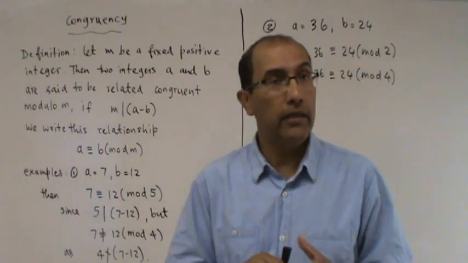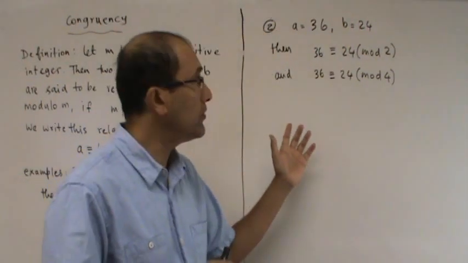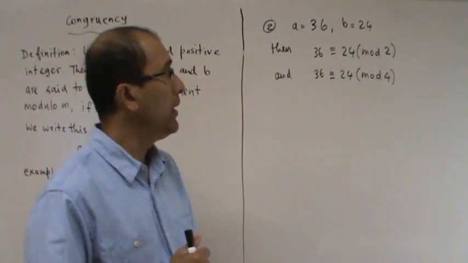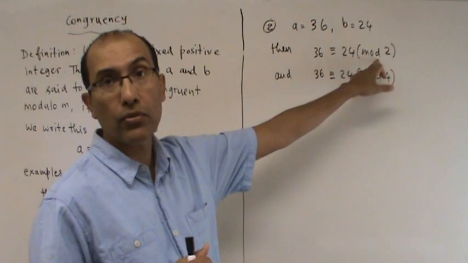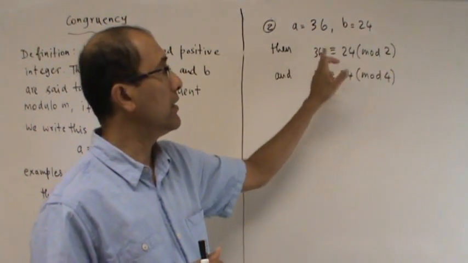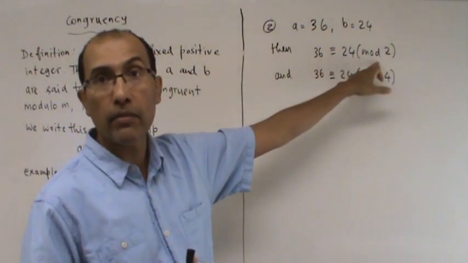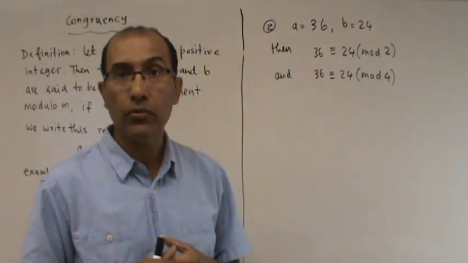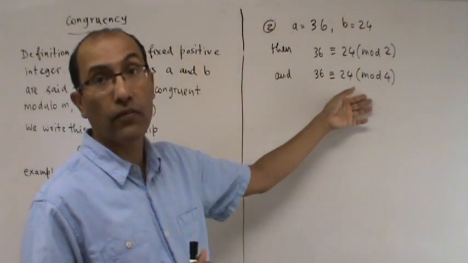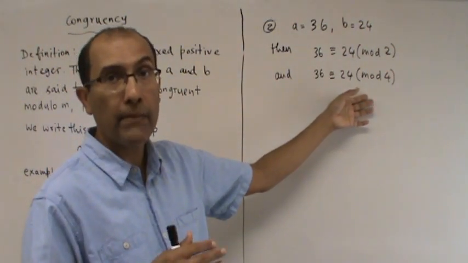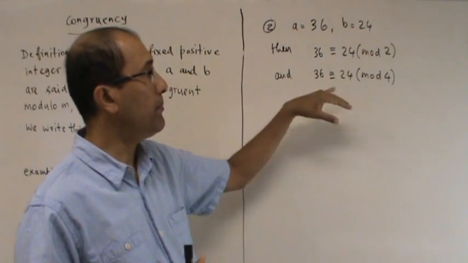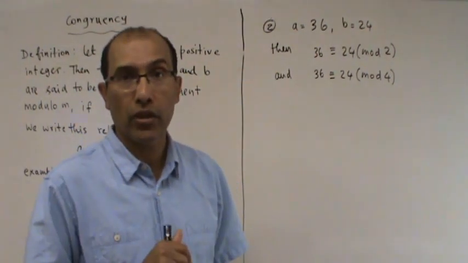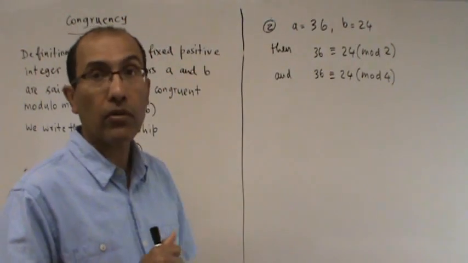And here are some more examples you can see. So suppose I have two other integers, 36 and 24. They are connected through modulo 2, because 36 minus 24 gets divided by 2. So 36 and 24 are congruent modulo 2. And it's also congruent modulo 4, that's another m. So we need to have one m, but you can see that between two numbers there can be many connections, all through this congruent modulo m.